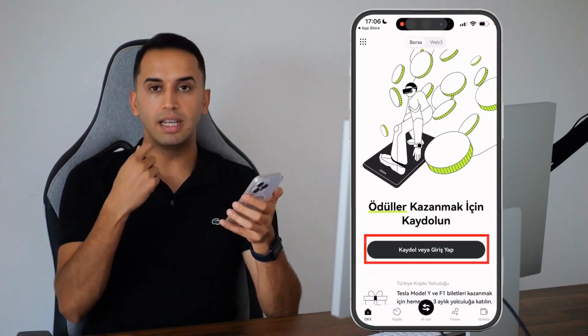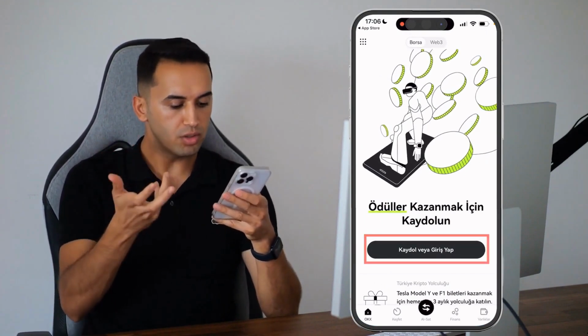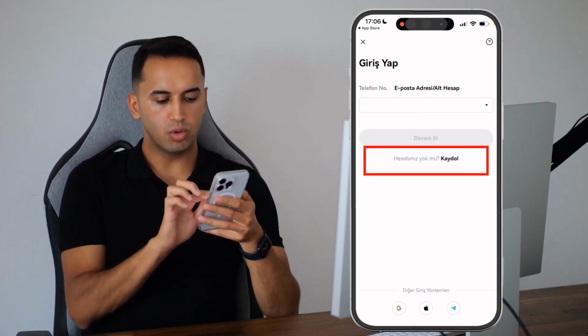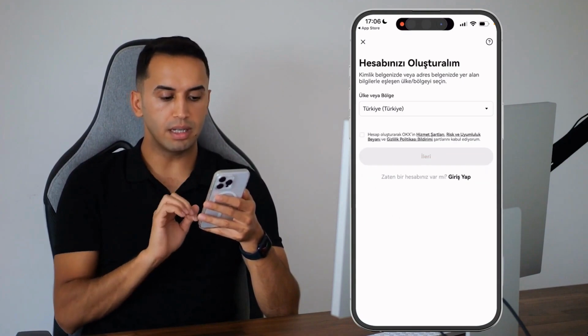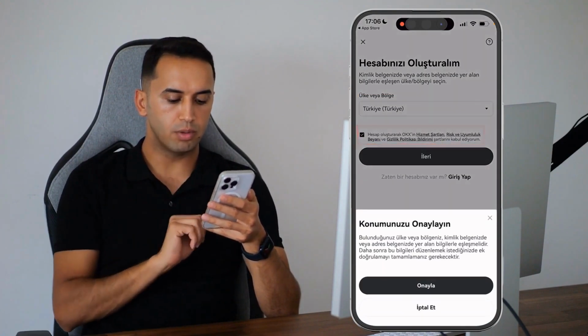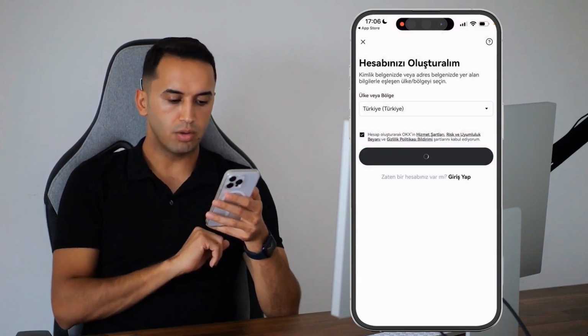Look, it says sign up or log in in front of me. Since we are new, we press sign up. And we see a screen like this. Look, does it say you don't have an account below? It says sign up. We clicked on sign up. We selected Turkey as the region and accepted the terms. We press next and then clicked on confirm.